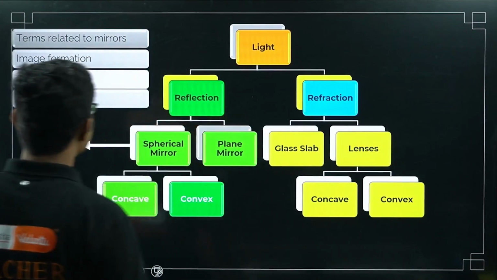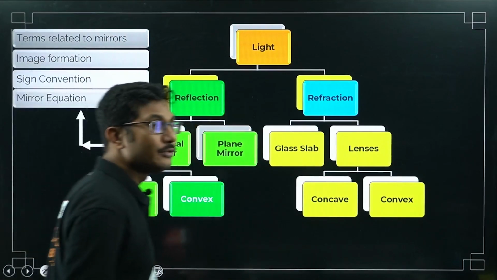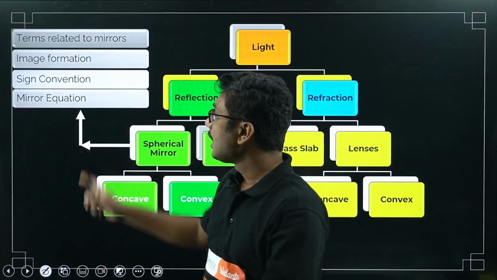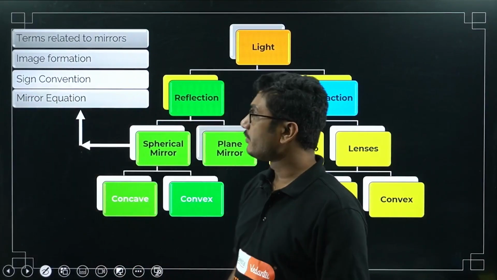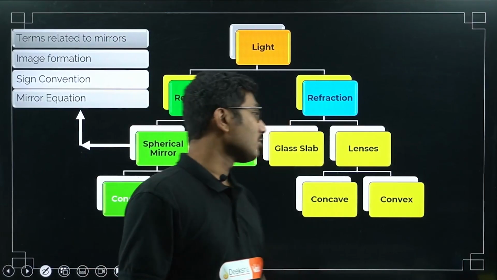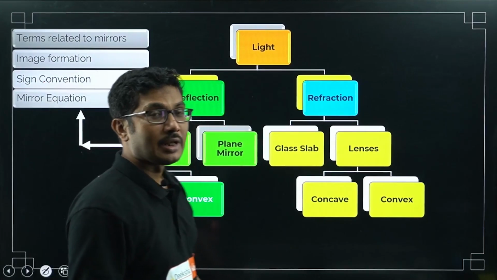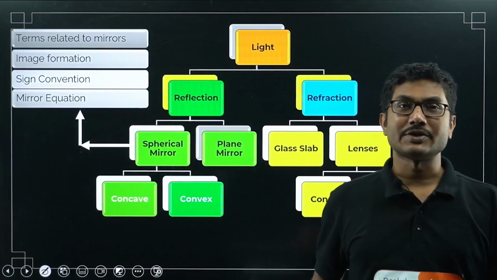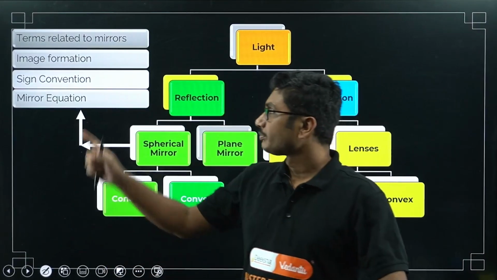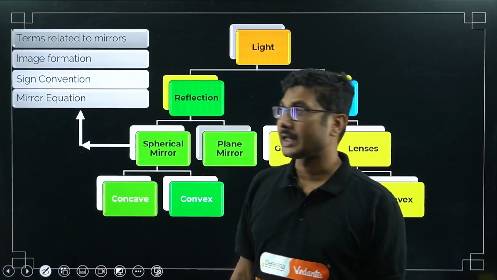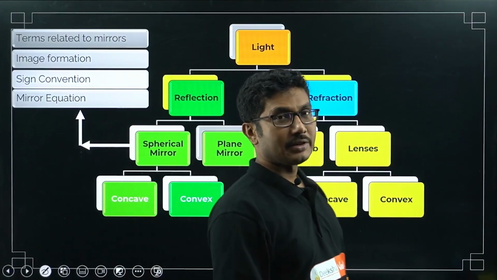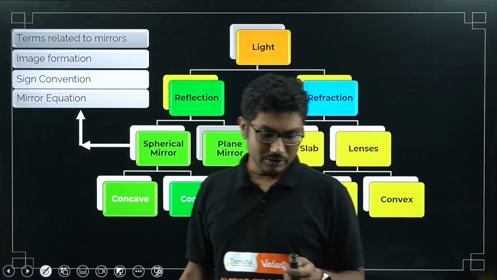Obviously, in the spherical mirror portion we also have a few extra things. What are those? Terms related to mirrors, some terms that you have to remember. We also have to remember the image formation by these two mirrors, right? And sign convention. Sign convention is common: whatever sign convention we learn for mirrors, the same is applicable for lenses as well. So you will learn it only once. I'll explain how to remember the sign convention and then we will discuss the mirror equation. The mirror equation is in your syllabus, and you have to solve some numericals based on it.